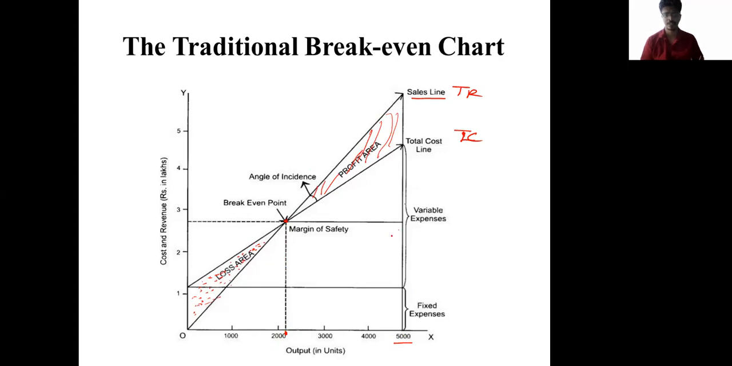The difference between the existing sales units and the break-even point we know as the margin of safety.